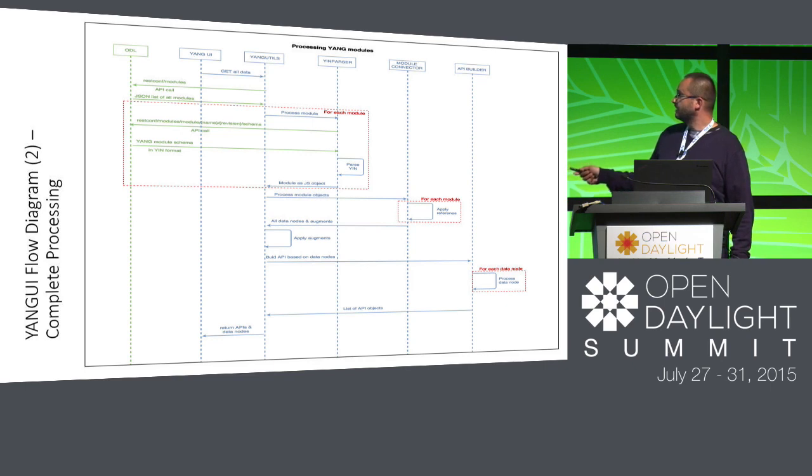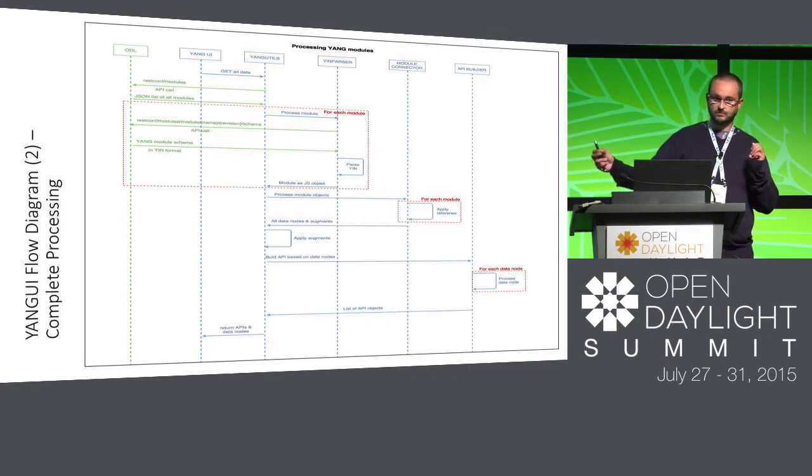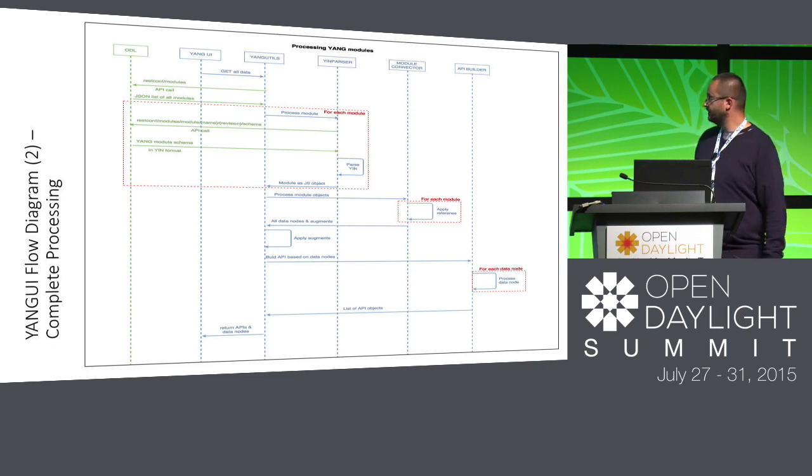And for each module, we apply references like groupings, apply augments, and when we have all this data, we send it to the API builder and build the whole path to the exact node.